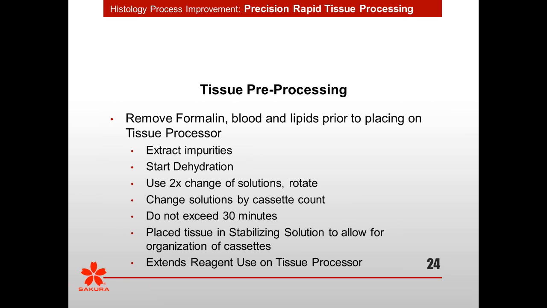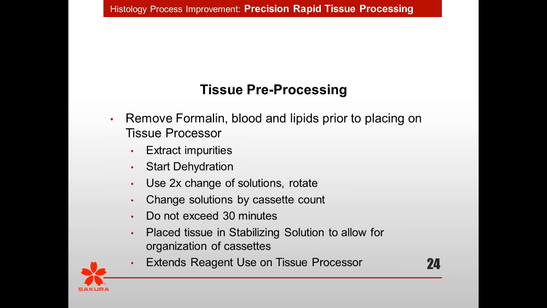You want to place your tissue in a stabilizing solution to allow for organizing of your cassettes. Now, that stabilizing solution can be a couple different things. If you're doing more resections and you're putting in a fresh piece of tissue, you're holding that tissue section in formalin until it gets its adequate and precise amount of fixation time. That can also be the stabilizing solution. If not, then you're moving to something that is less harsh, probably a graded type of alcohol or a pre-processing solution. And this will also help you whether you're doing rapid or conventional.